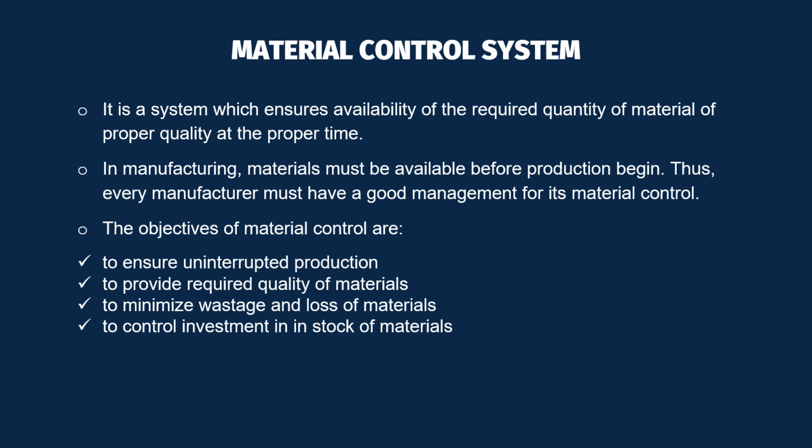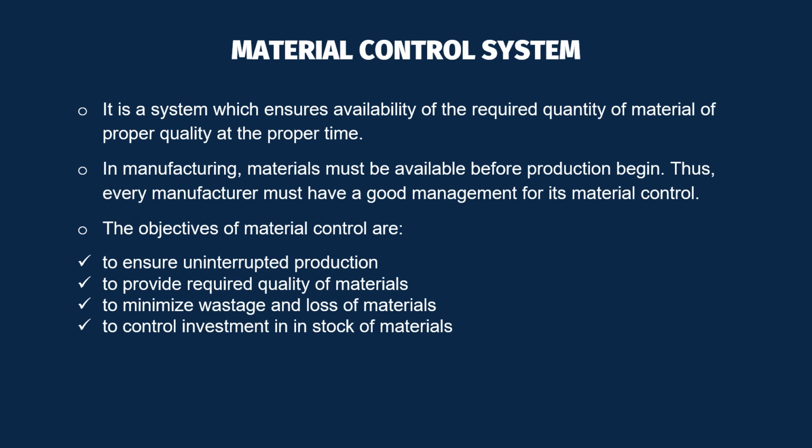So there are three key areas in the material control system. Number one is to ensure that we have the required quantity of material. Number two, the required material must possess good quality. And number three, the material will be available at the proper time. These are the key elements in the material control system. Let us look at the objectives of having material control management.